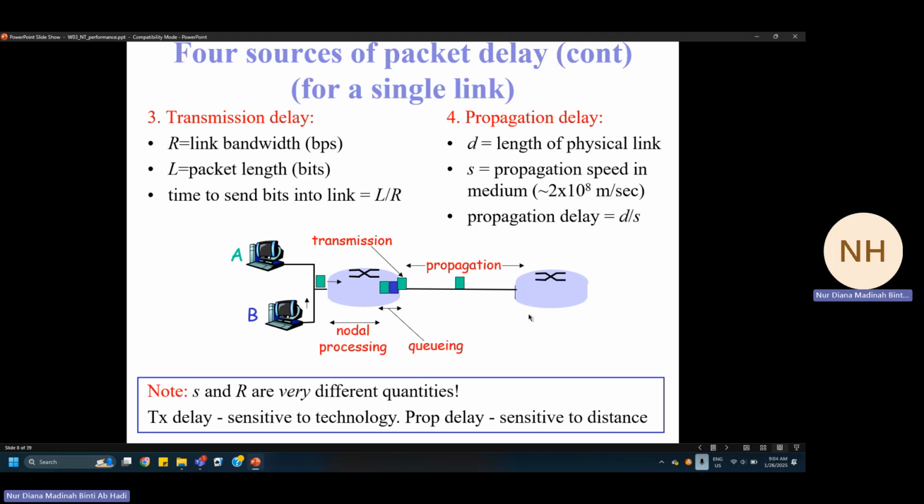You have to understand that the link bandwidth and the propagation speed inside your medium are different quantities. Transmission delay is usually sensitive to the technologies, your routers and your PC, while propagation delay is sensitive to the distance, the length of your physical link. So far, do you have any questions? No.